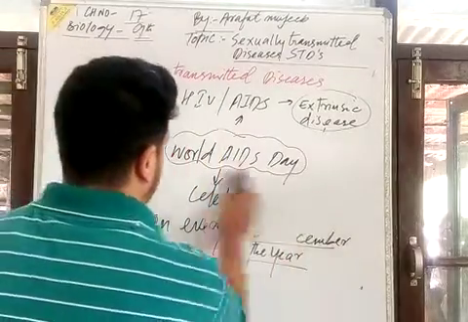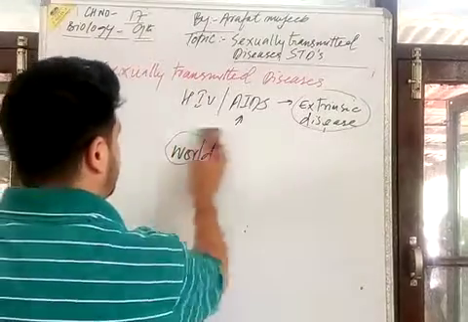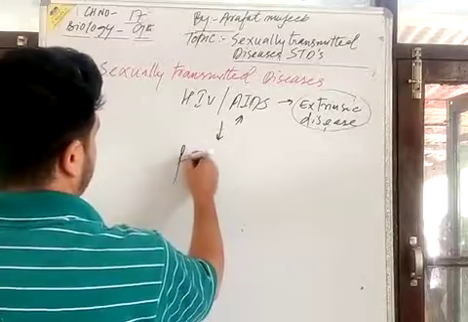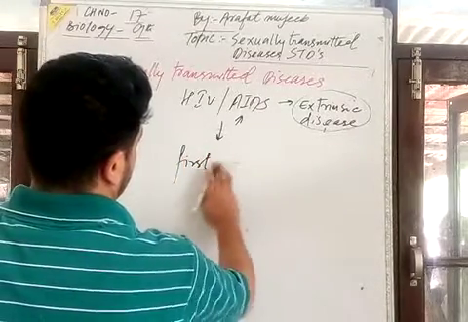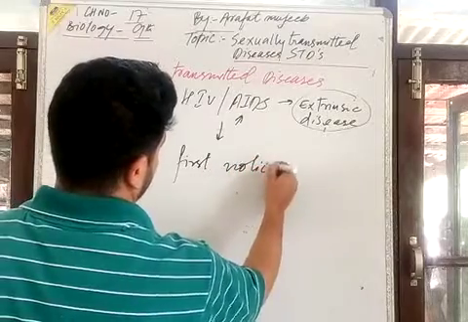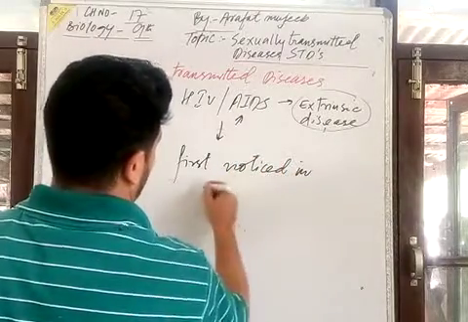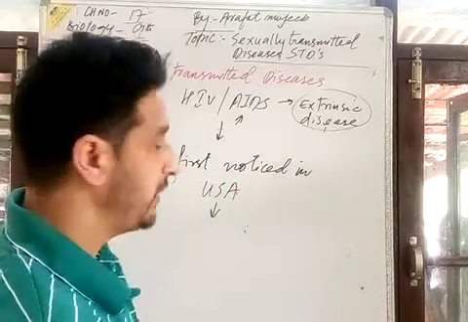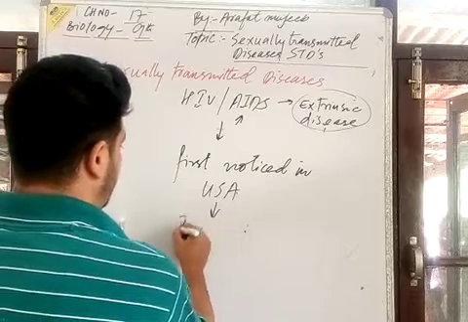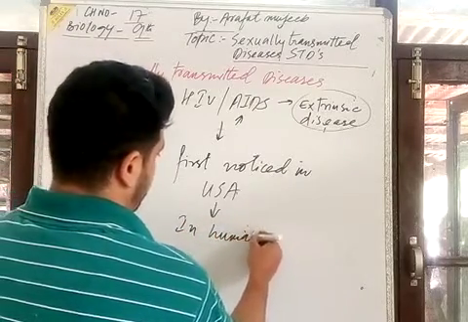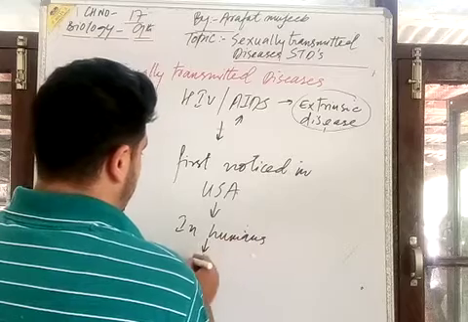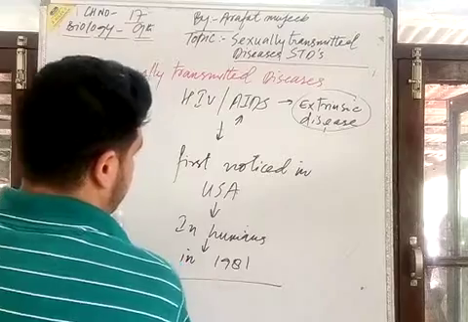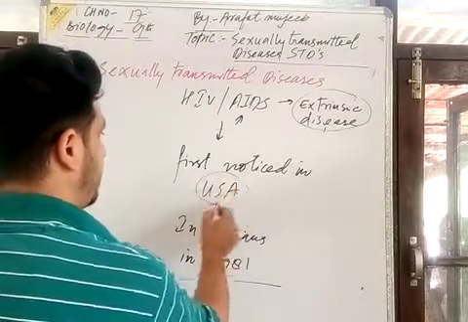And this AIDS is first noticed in USA में पाई गई, first type of disease in humans, in 1981, first noticed here.